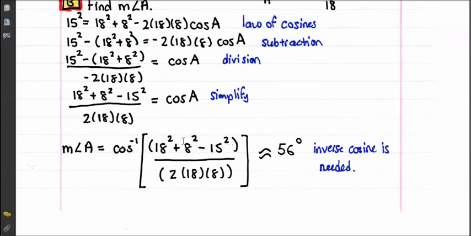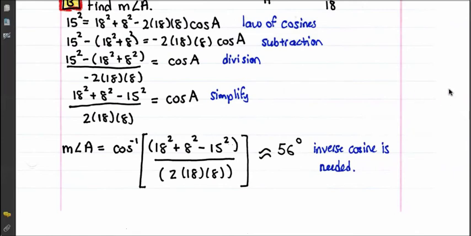So now let me go ahead and show you how to do this on your calculator. Let's clear out the window. Let's pull that in. Here we go. This is what you do. Second, cosine inverse. Now another beginning parenthesis for the numerator. 18 squared, and then plus 8 squared, minus 15 squared.